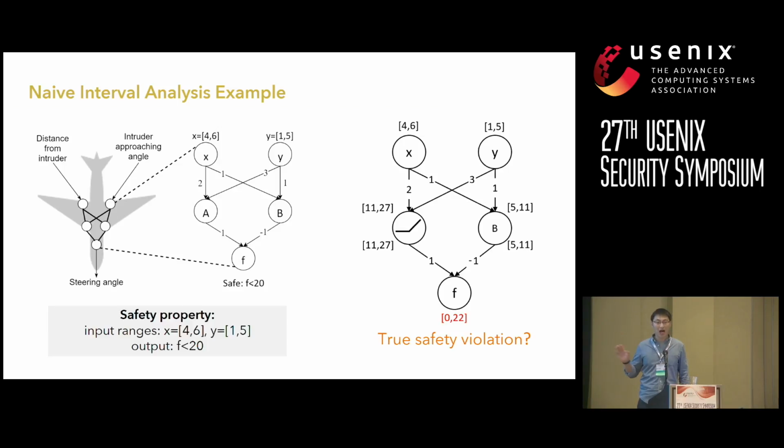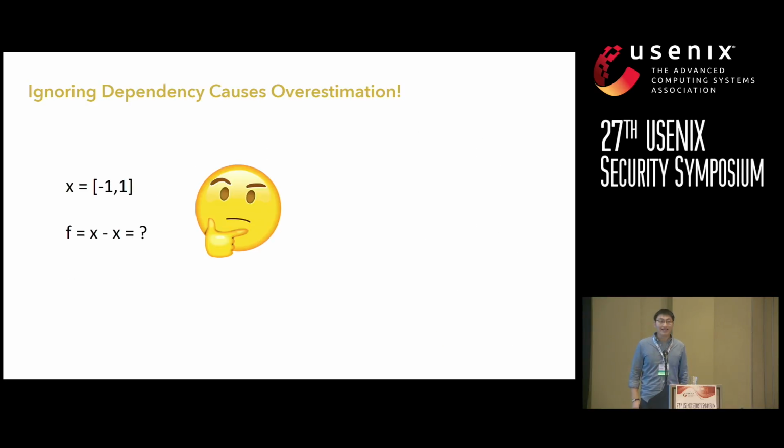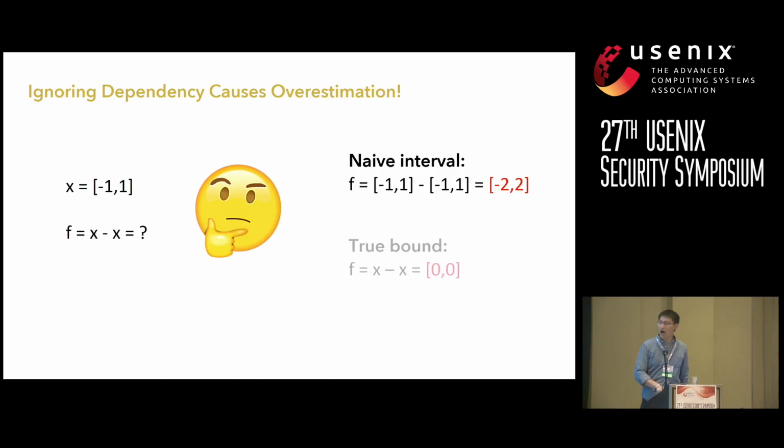But we notice they are only false positives because of dependency error. So what's dependency error? Consider another simple example. Consider x is from -1 to 1, and what's the range of x minus x? The interval analysis tells us it's -2 to 2. But obviously, we know the output should be 0 to 0. So what's the problem? When we propagate the interval through the neural network, certain dependencies are ignored.